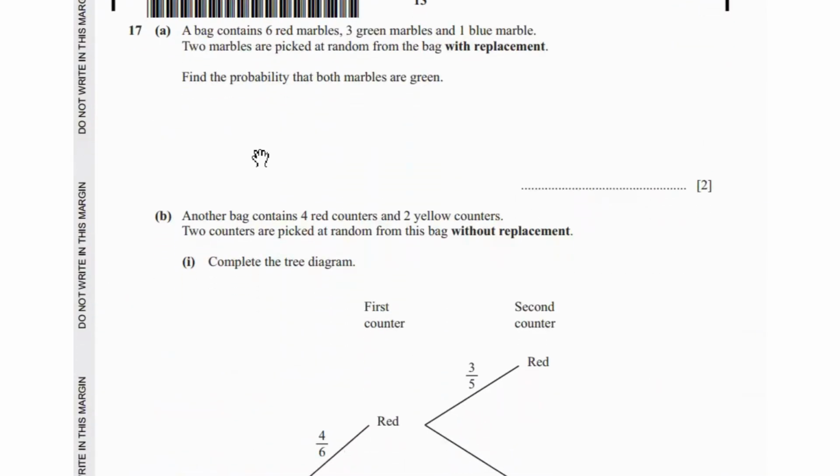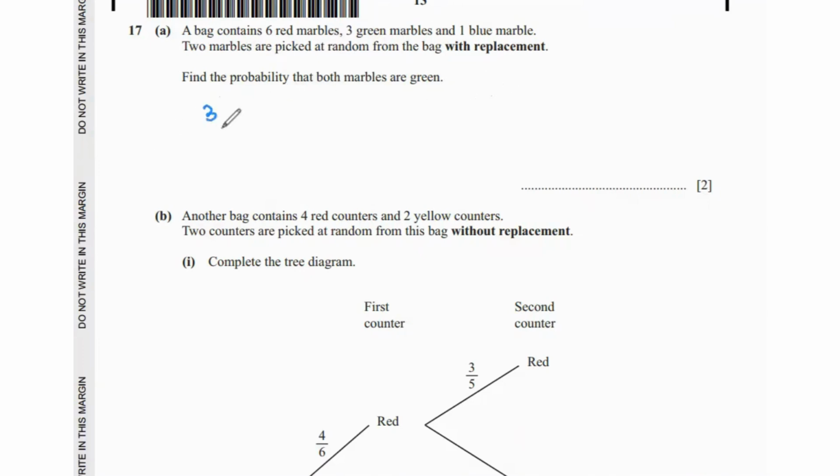Then it says a bag contains 6 red marbles, 3 green marbles, and 1 blue marble. 2 marbles are picked at random from the bag with replacement. Find the probability that both the marbles are green. So since it's with replacement, that means the total number of marbles is not changing in the bag. If it was without replacement, then the total number of marbles would change. So we're finding the probability for both the marbles being green.